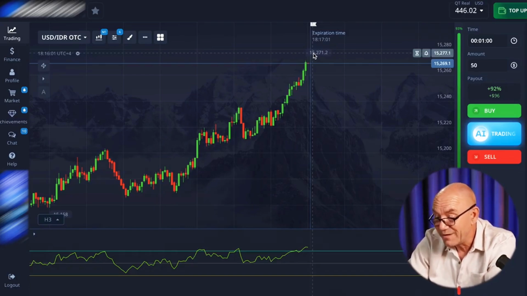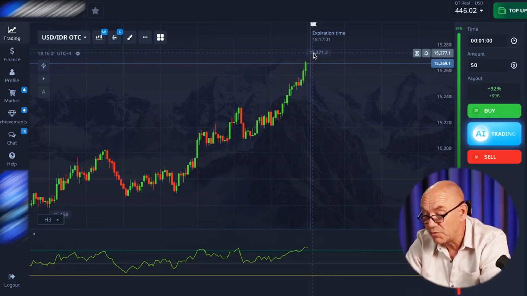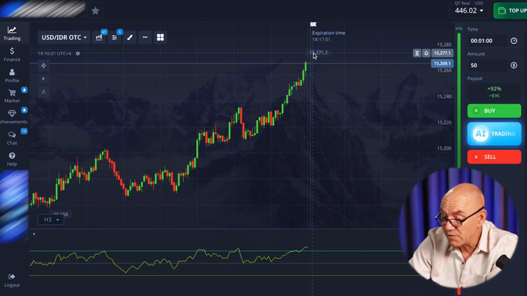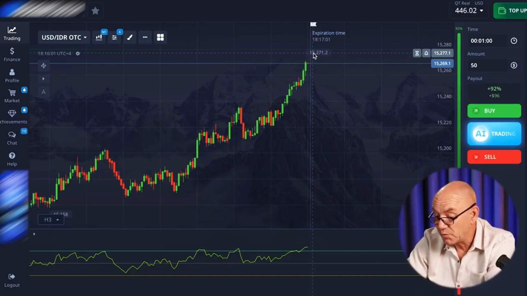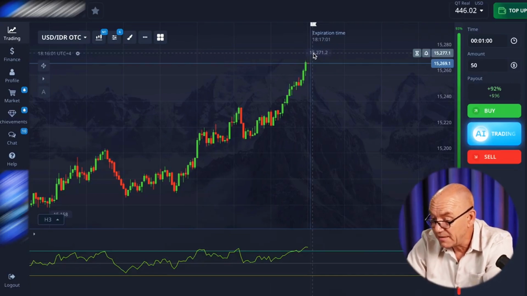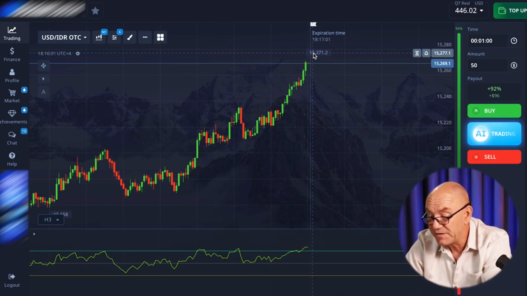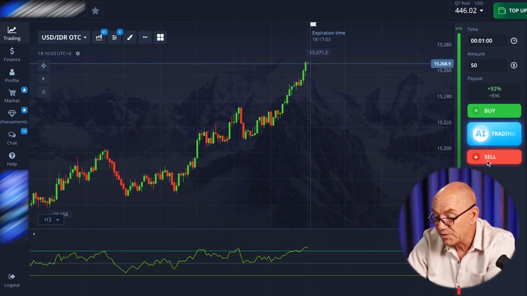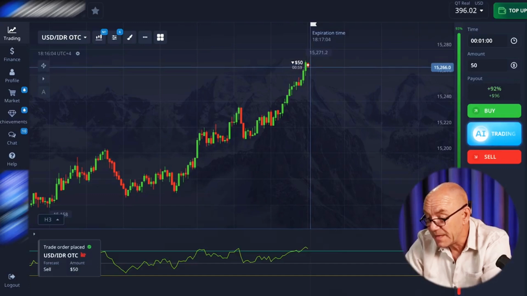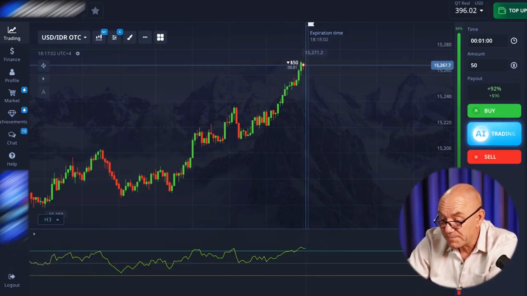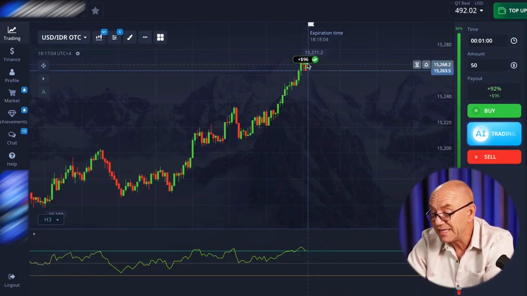In our example, we're analyzing the USD IDR OTC asset. The price breaks over 70, indicating that the market is overheated upwards and a downward correction is likely. For a trader, this is the perfect moment to act. We open a trade down for $50, and the price indeed declines. Ultimately, the position closes in the black. This example shows the RSI indicator helps you spot overbought conditions in time and avoid going against the tired market.